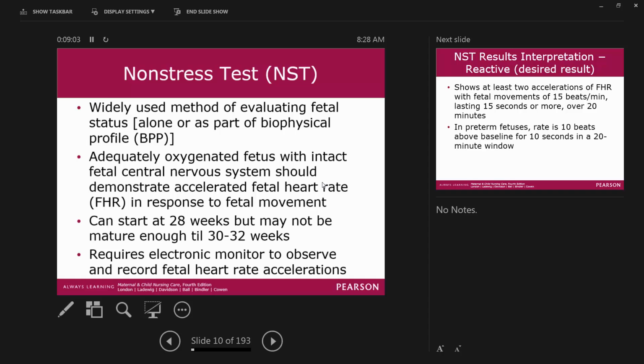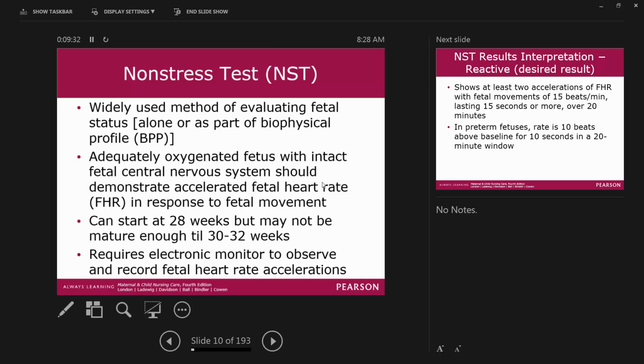It's a great assessment of fetal well-being. It tells us if we have an oxygenated baby, okay? We can start doing this test at 28 weeks. The baby's central nervous system may be mature enough to start doing this test. So if you put a patient on at 28 weeks and you don't get a passing test, is there something wrong with the baby? Not necessarily. Not necessarily, okay? Maybe this is too early for this baby, okay?